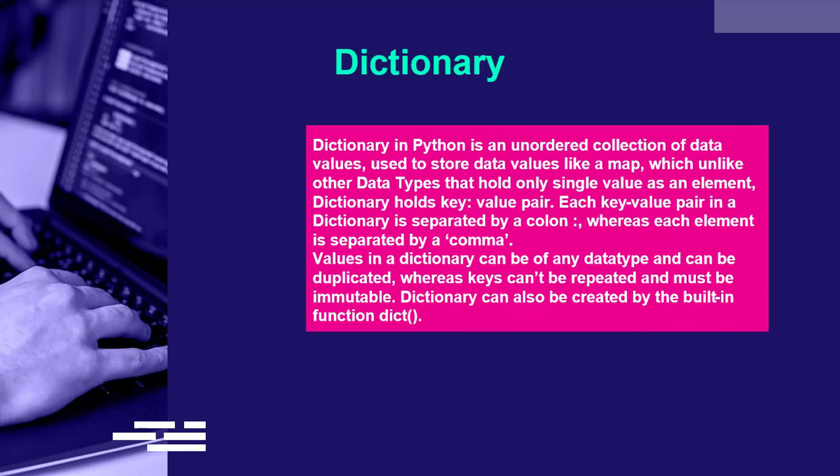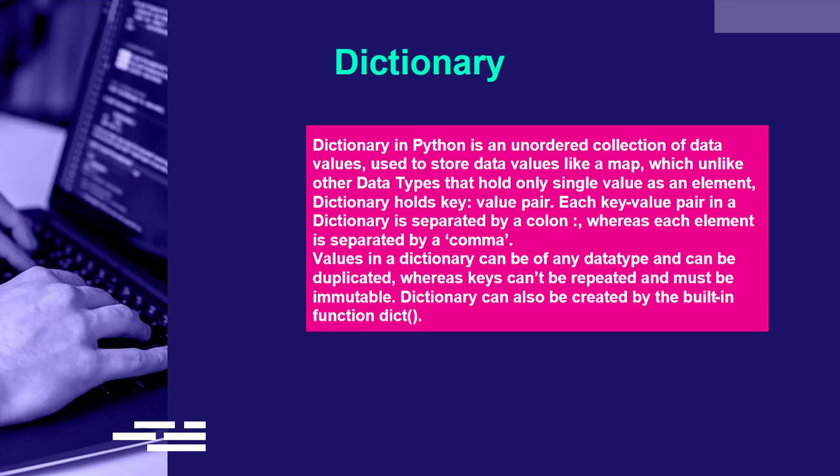The other data type, and it's a very important data type in Python, is dictionary. Dictionary in Python is an unordered collection of data values used to store data values like a map, which, unlike other data types that hold only a single value as an element, holds key value pairs. Key value is provided in the dictionary to make it more optimized. Each key value pair in a dictionary is separated by a colon, whereas each key is separated by a comma.